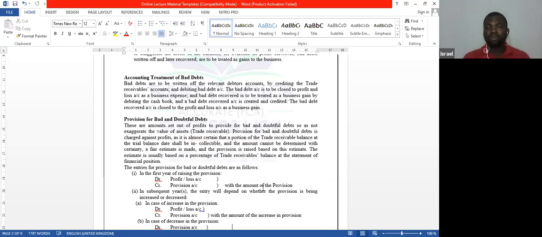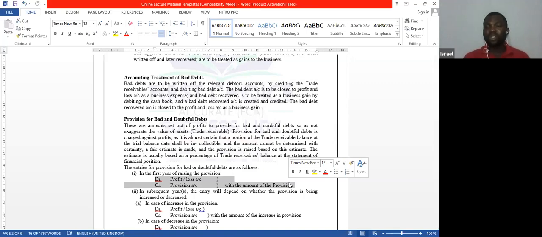for your provision for bad and doubtful debt, and the name given to it is allowance for bad debt. Allowance. So if you see allowance, please, it's the same thing as provision for bad debt or doubtful debt. These are the two names that are known for it, provisions or allowance. So the first one, like I said, if it's applied the first time, what you do is that you debit your profit or loss account and you credit your provision account.